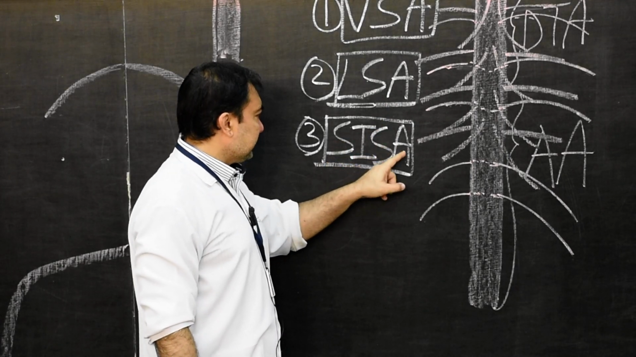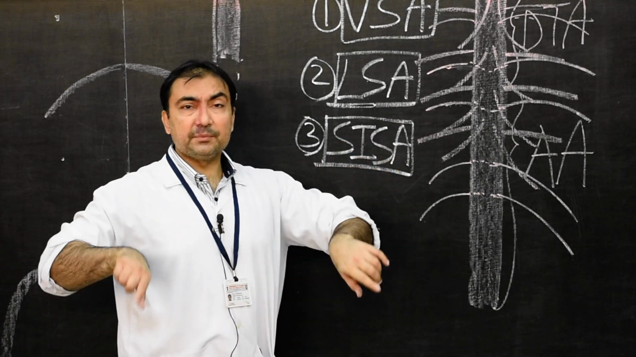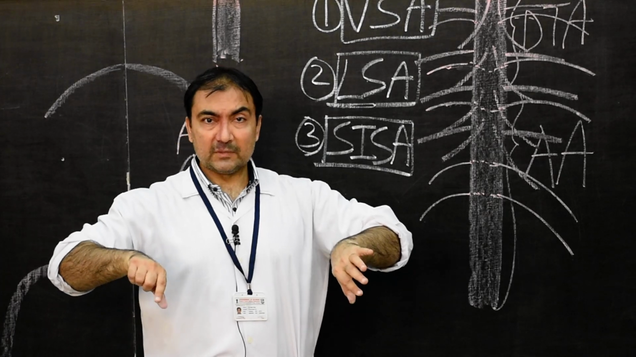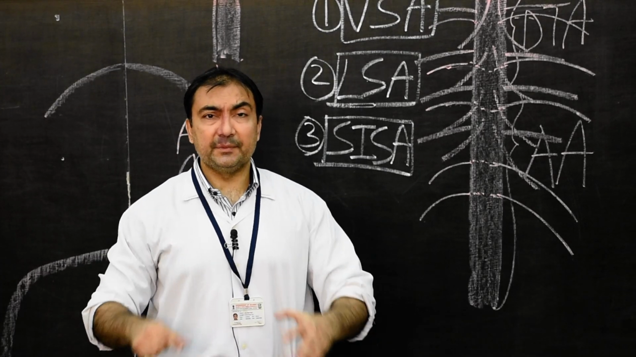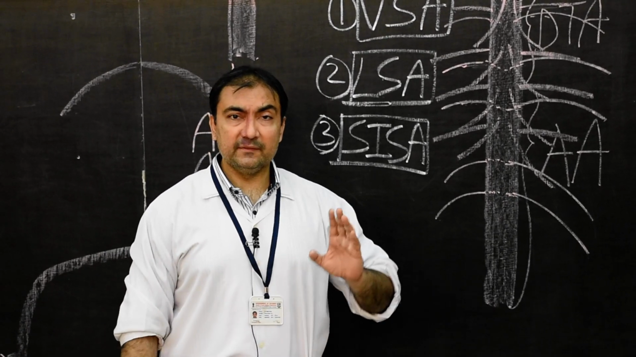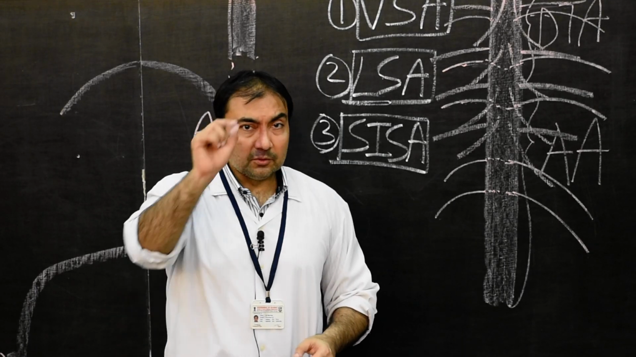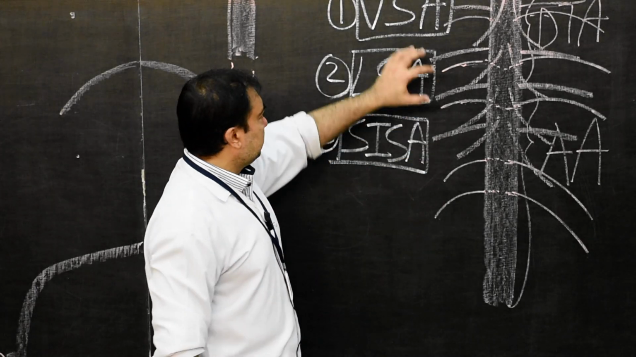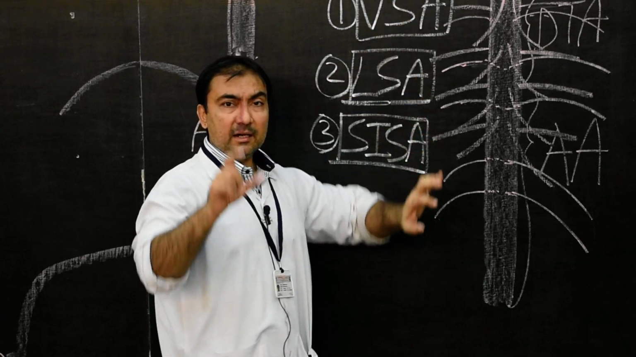What about somatic intersegmental arteries? They will supply the body wall. Whatever structures are present in the intersegmental planes in the body wall, they will supply that. So now we take individually, first we take ventral splanchnic arteries.